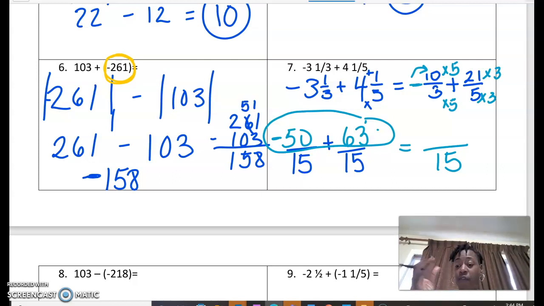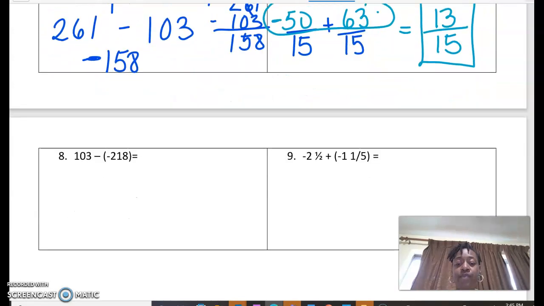So different signs, subtract the absolute value. So the absolute value of 63 is 63. Absolute value of negative 50 is 50. 63 minus 50, that is 13. So your answer is 13/15.